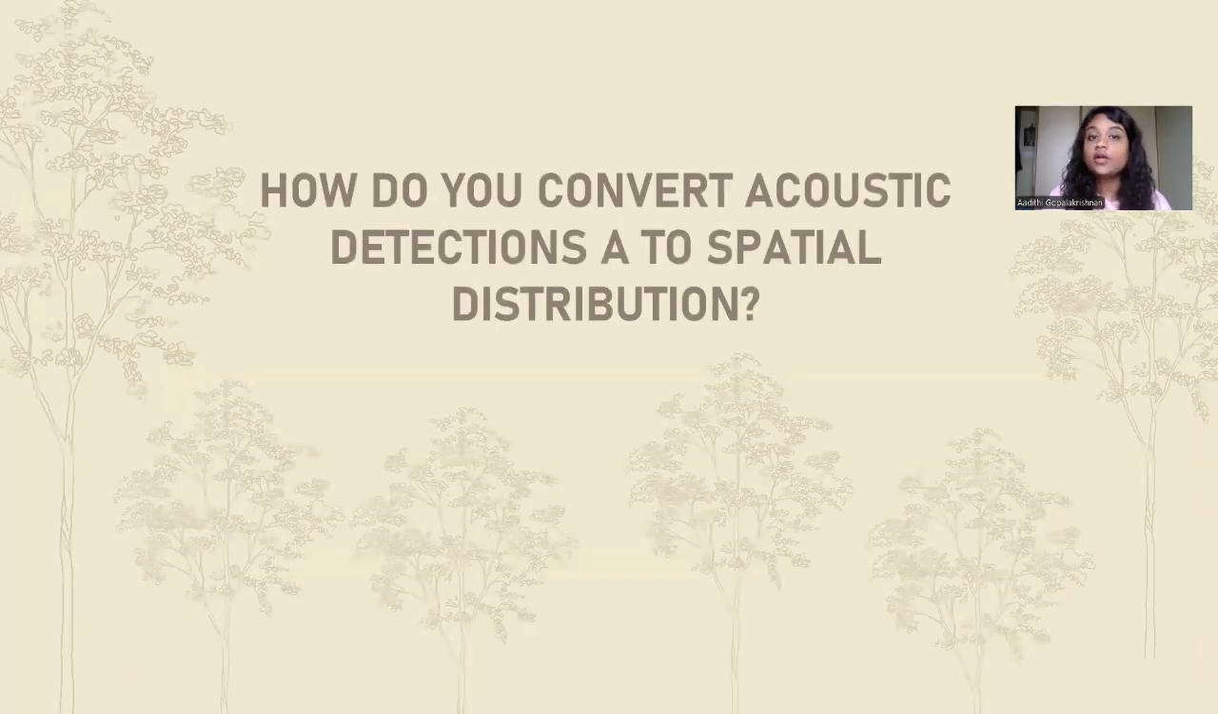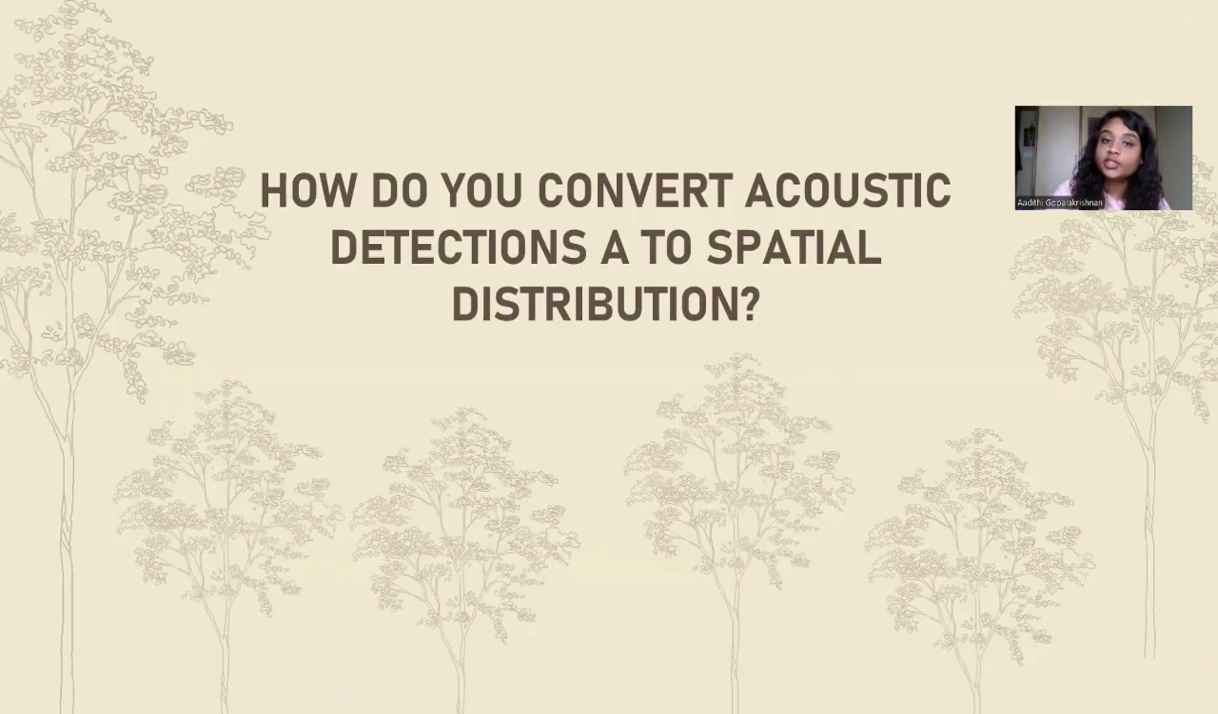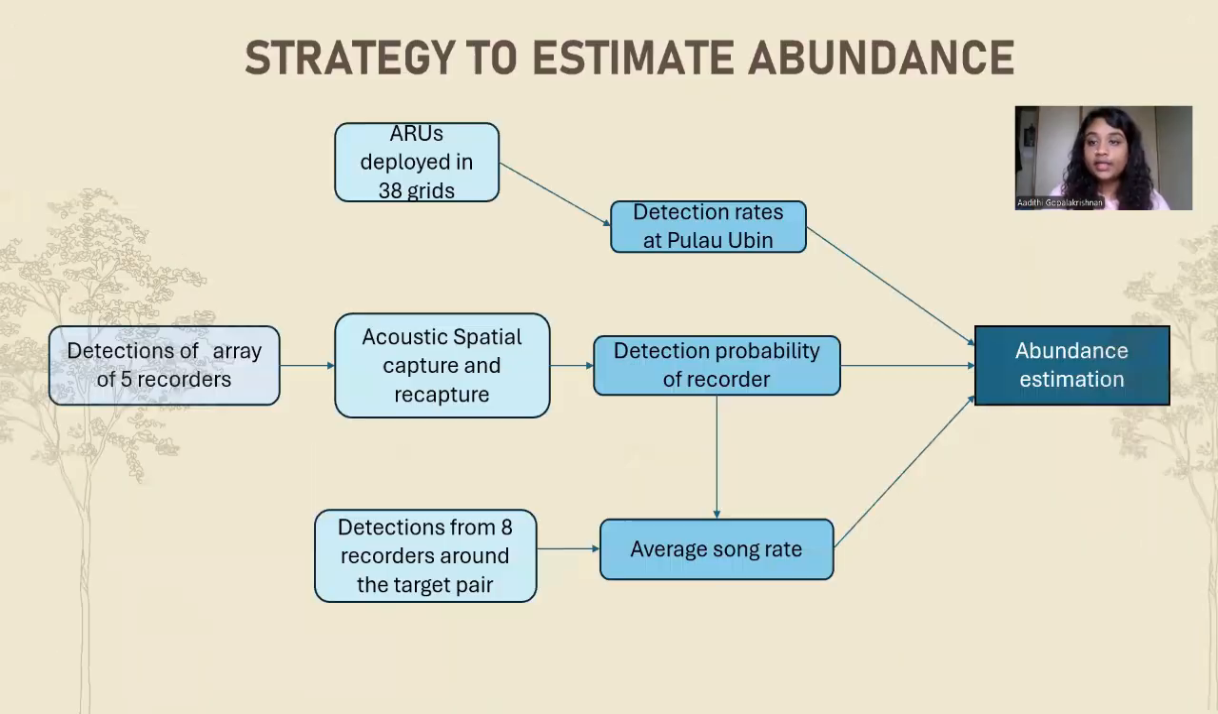So we have these recorders recording these birds, but how do you convert the acoustic detections to a spatial distribution? So for that, these were the inputs that were fed into the model. One was the detection rates across Pulau Ubin, and the other was the detection probability of the recorder, which was a key input, which converts acoustic space to a spatial distribution.